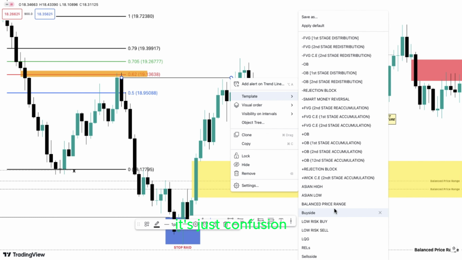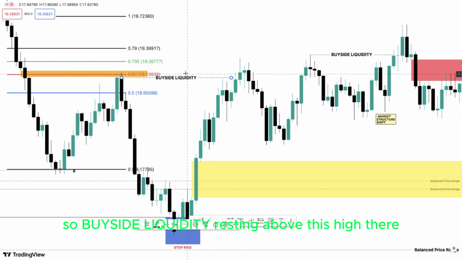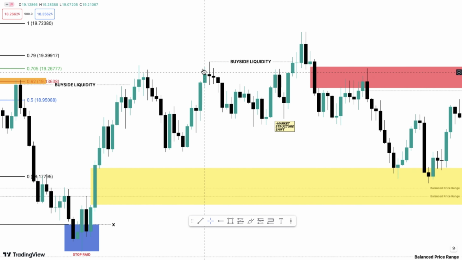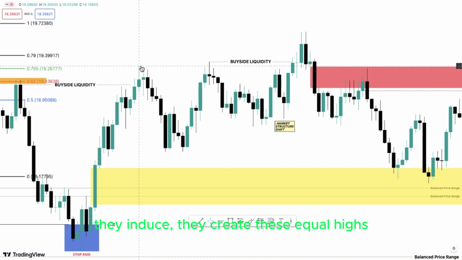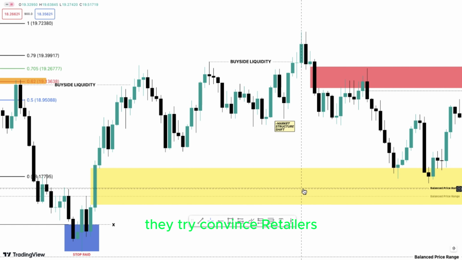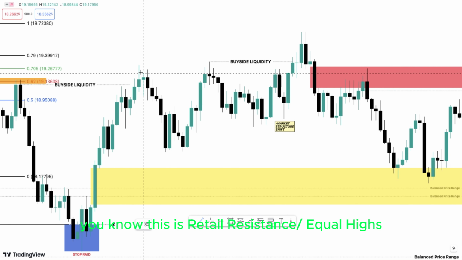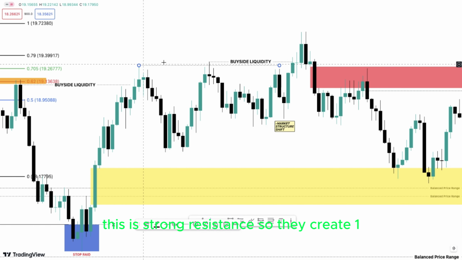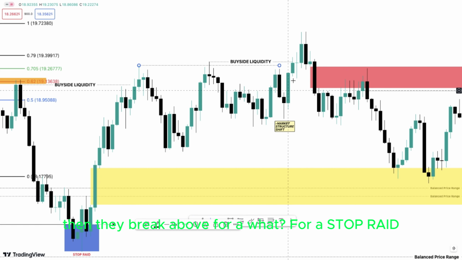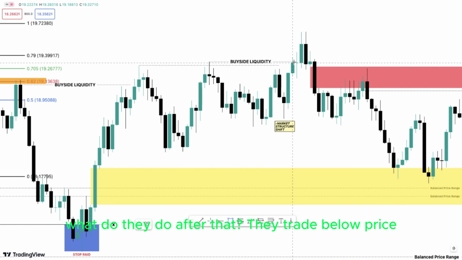So buy side liquidity resting above this high there gets taken out there. What do they do? They induce, they create these equal highs. They try to convince retail that this is retail resistance, equal highs. This is strong resistance. So they create one, two highs, a third high there, then they break above for a stop raid.